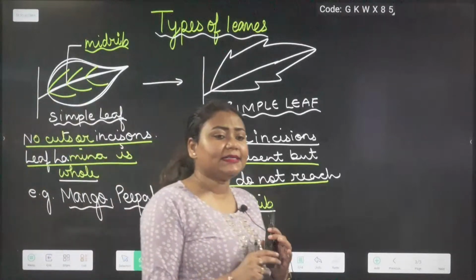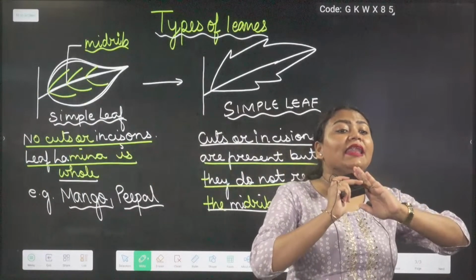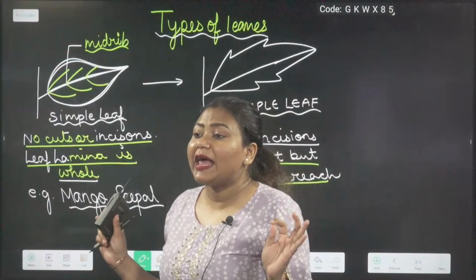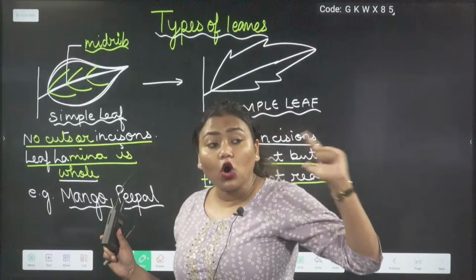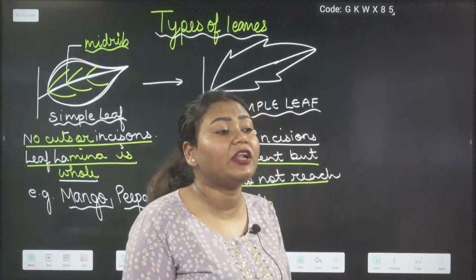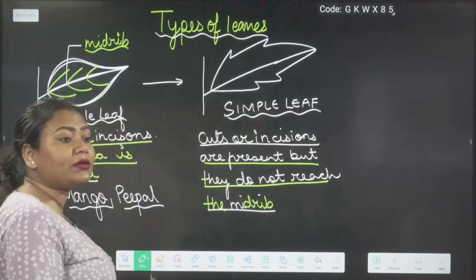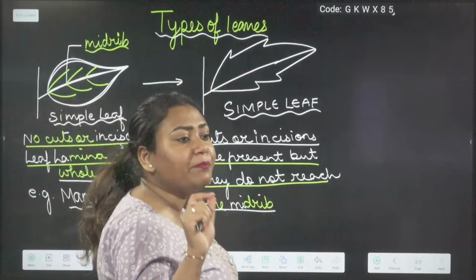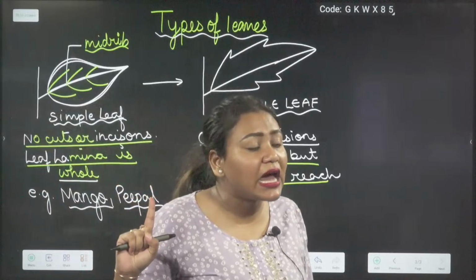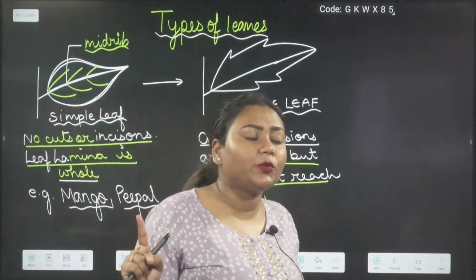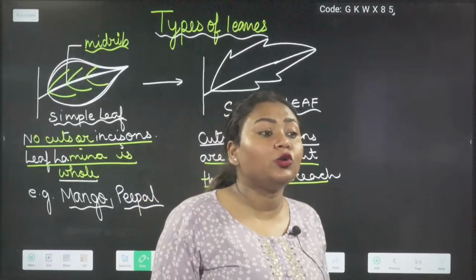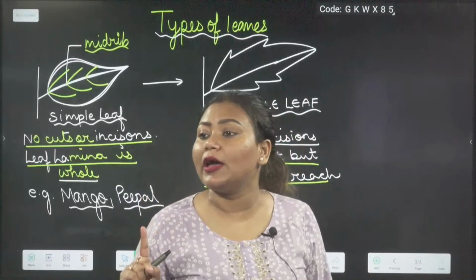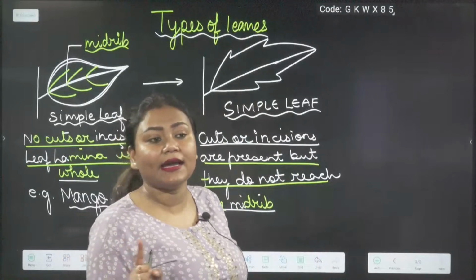Yes. So what did I say? What is a simple leaf? The leaf lamina will be whole, and if at all cuts or incisions are there, they will not reach the midrib. So what is the example of a simple leaf? Mango and peepal. Remember, in a simple leaf, cuts or incisions are either there, and if there, they will not reach the midrib, and if no cut is there, the entire leaf lamina will be there. Am I clear to everyone? Yes or no?